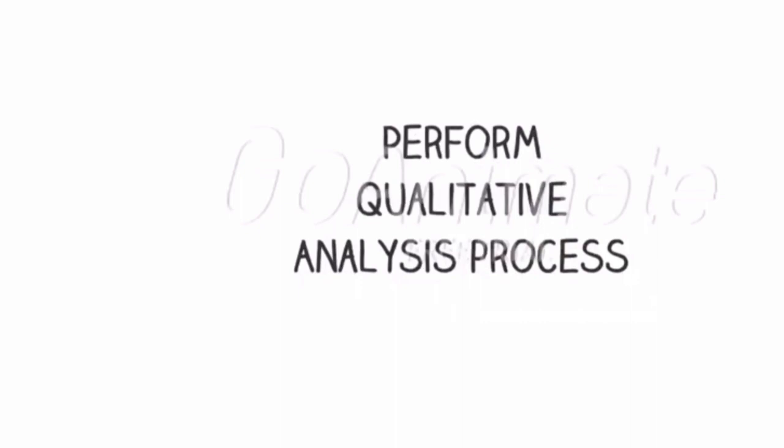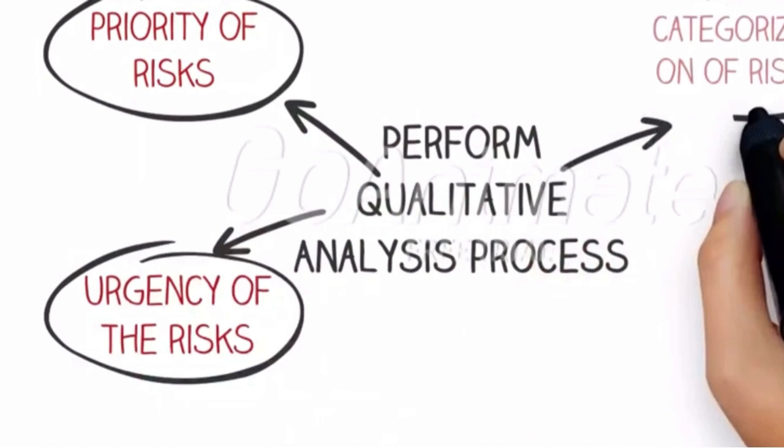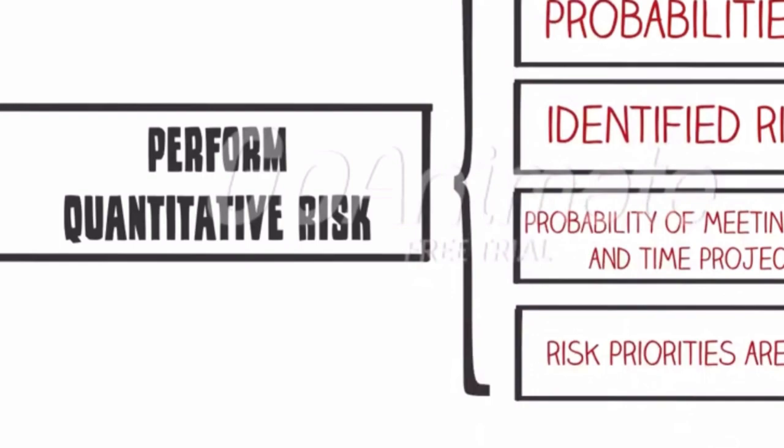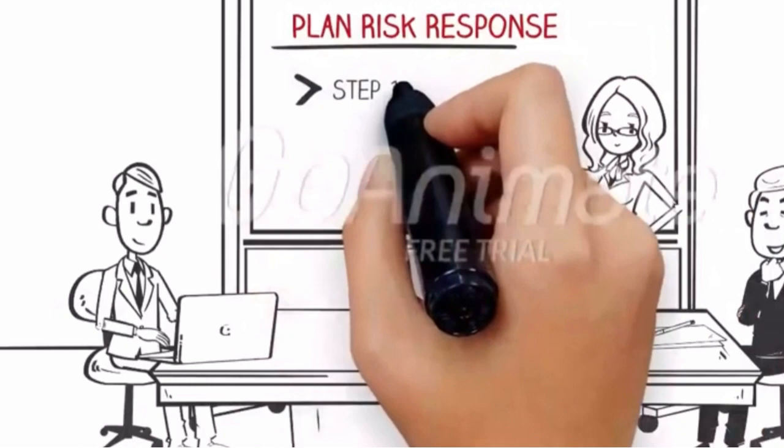In the perform qualitative analysis process, details are added to the existing list of risks in the risk register, including the priority of risks, the urgency of the risks, the categorization of risks, and any trends that were noticed while performing this process. In the perform quantitative risk analysis process, the risk register is updated with the probabilities associated with each identified risk and the probability of meeting the cost and time projections. Additionally, risk priorities are updated and trends that have been observed are also noted. In the plan risk response process, a specific response plan is created to manage each risk. These risk response plans are updated in the risk register as an output of this process.